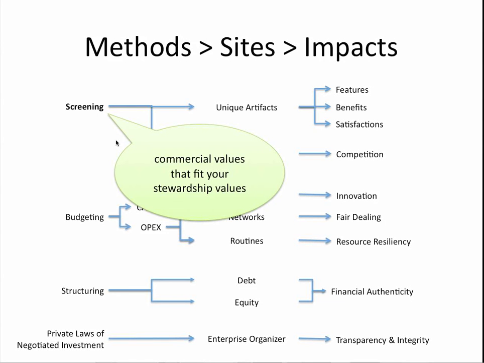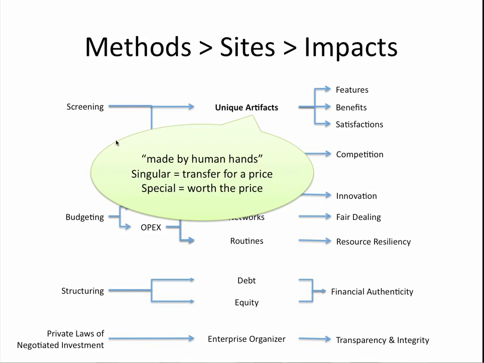Here you're looking for an enterprise that has commercial values that will fit well with your stewardship values. Here we're looking in the cash flow waterfall at the unique artifacts, the things that are being monetized. We use the word artifact as something made by human hand to avoid any of the complications that come with talking about products that are industrial or goods that are mercantile or services. It's just something that has been done to add value, and that creates the artifact in our world here.